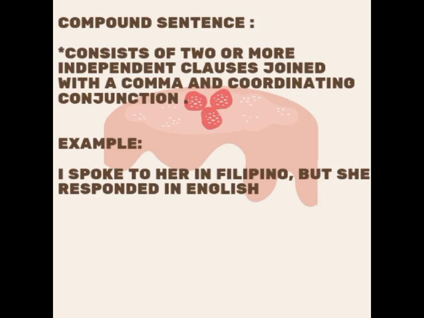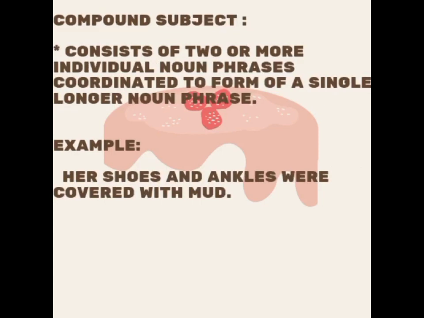Next, we will be tackling the compound subject. A compound subject consists of two or more individual nouns or noun phrases coordinated to form a single, longer noun phrase. For example, her shoes and ankles were covered with mud. Her shoes and ankles is the compound subject, and the predicate is were covered with mud.